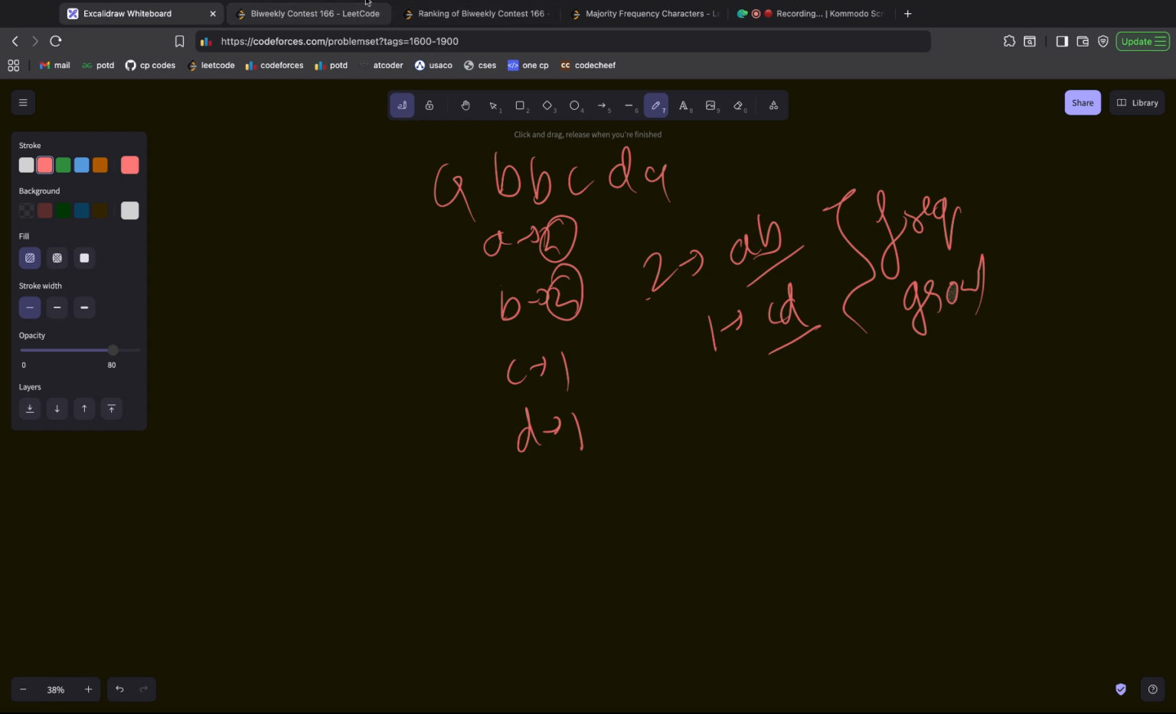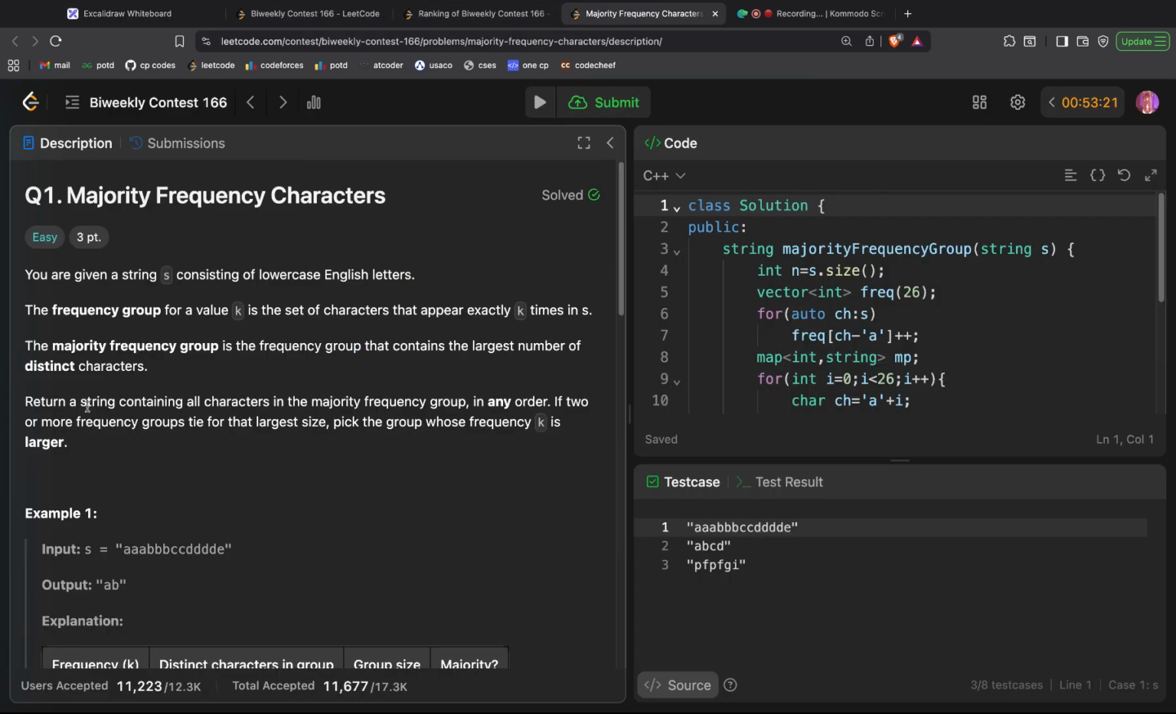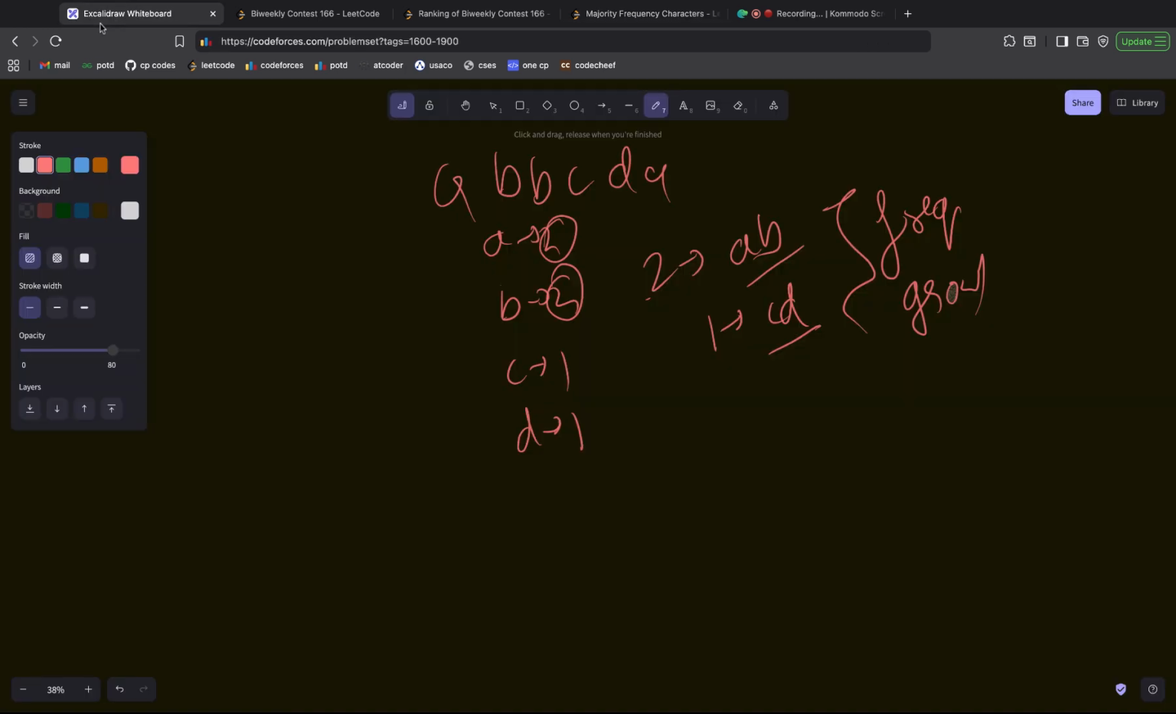So what is the question then saying? Return a string containing all the characters in the majority frequency group in any order. If two or more frequency groups tie for the largest size, pick the group whose frequency k is larger. So here we can see that both 2 and 1 have two elements, but because 2 has more frequency, 2 is greater than 1. That's why the answer for this string would be AB. So we need this majority frequency group. This is quite easy.